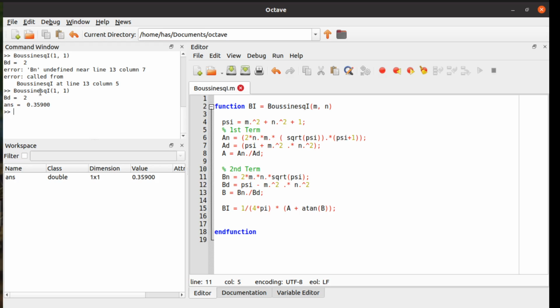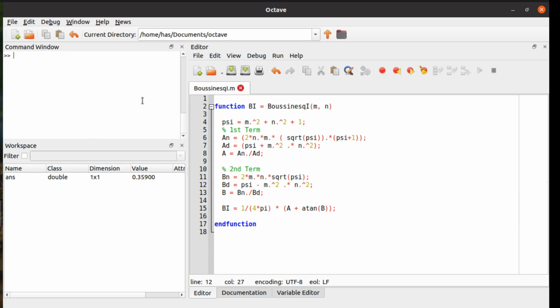Boussinesq I is 2. Why is it printing this answer? Did we forget a semicolon somewhere? Yeah, over here. CLC. Boussinesq I is 0.35. Can we make a plot of it?